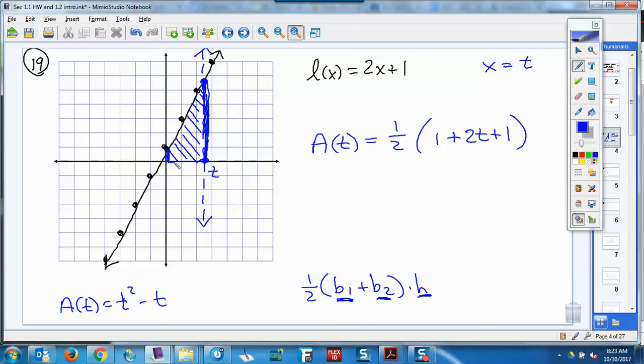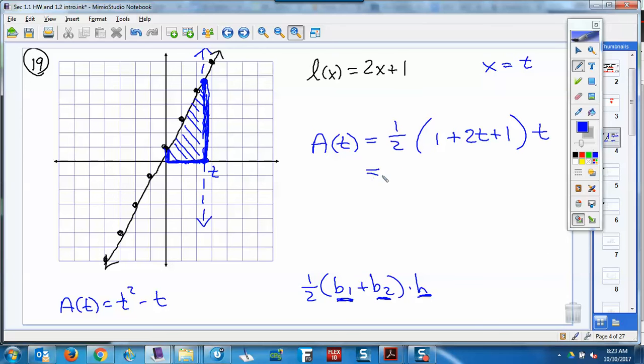Just 2.5. Well, 2.5 was my example. This is h right here. What is that? T, right? If t's 2.5, this is 2.5. If t's 1.5, this is 1.5. If t's 1, it's 1. It's t, right? So the height is t.